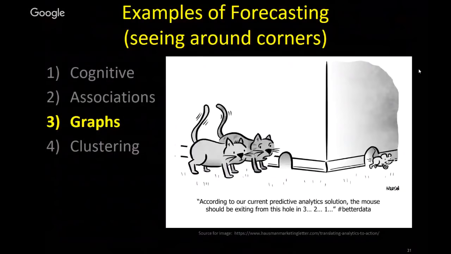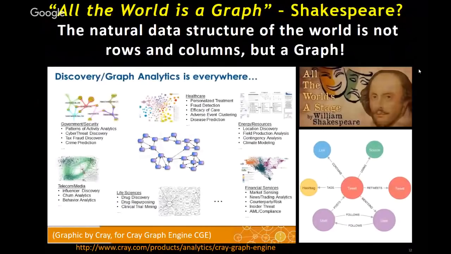Number 3 on my list here, so we see we're moving along here, is graph. So graph models, I totally love graph models because the natural data structure of the world is not rows and columns, it's not spreadsheets, not Excel spreadsheets, but it's a graph because it's all about entities and the relationships between them. Whether it's customers or products or diseases or social networks or anything. It's about how things relate to one another.